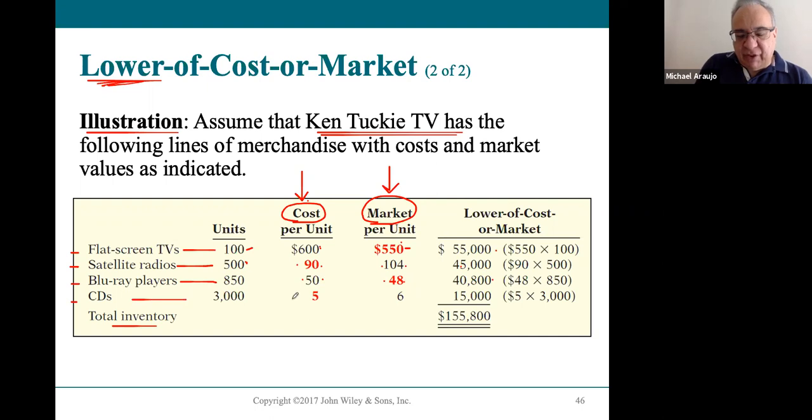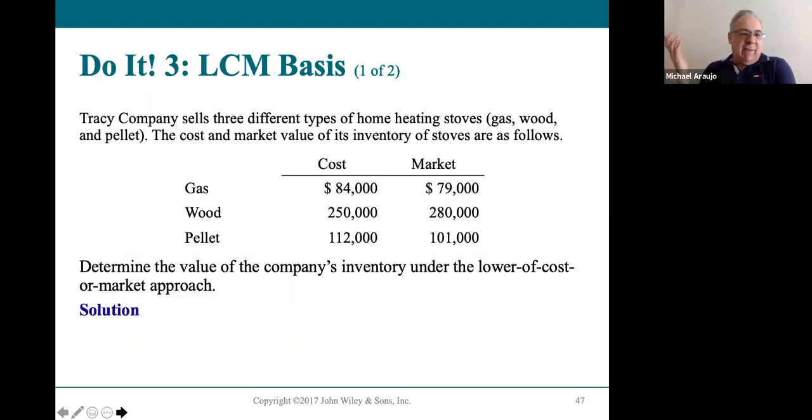We have 3,000 CDs. We bought them at $5. If we replace them all today, it would cost us $6. 5 is lower, so we're going with 5. That's our value of our CDs. This is the total amount of inventory that we would be putting on the balance sheet using the lower of cost or market basis.